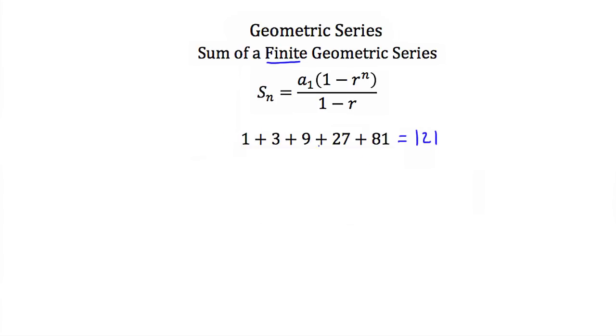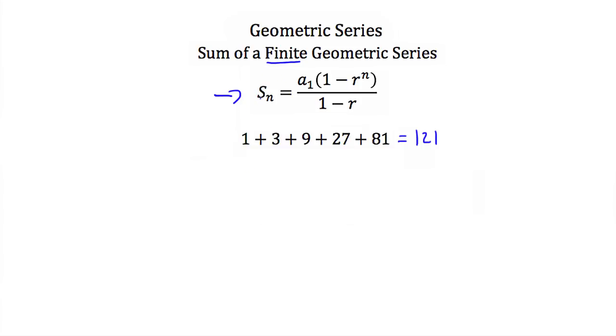But imagine if this series had a lot more terms. Say this series had 35 terms on it. Then you probably wouldn't want to add each term individually. Instead, you can use this formula right here to find the sum of a finite geometric series.